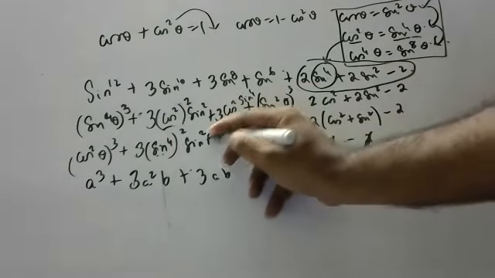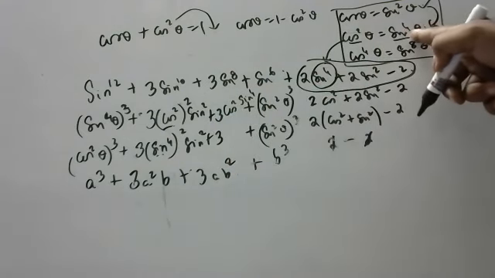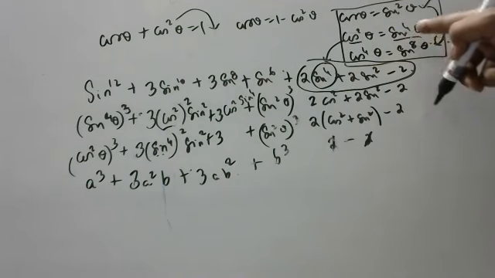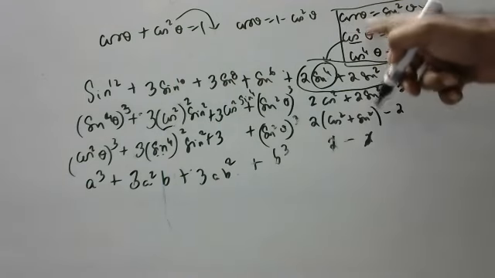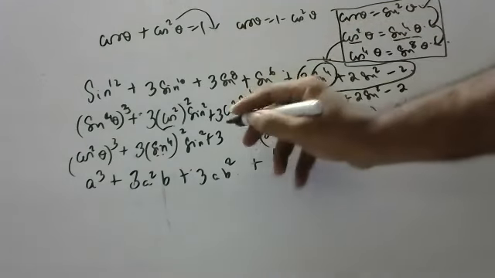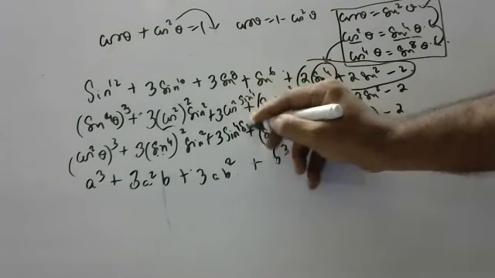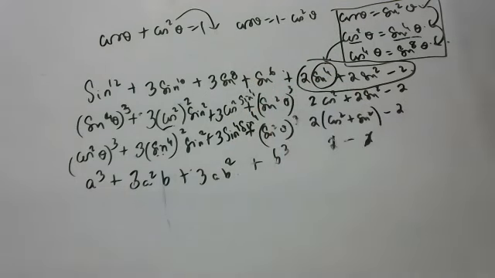And this one you see. 3 cos square is what, children? Sin 4. Okay, children. Cos square is what, children? Sin 4. Sin 4 whole square is sin 8. Sin 4 whole square is sin 8.